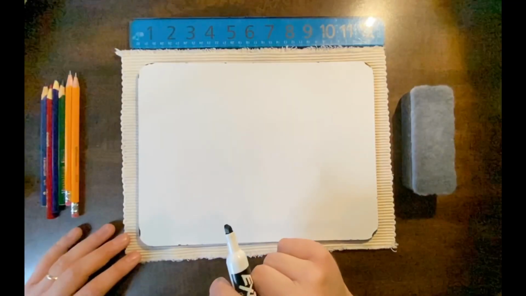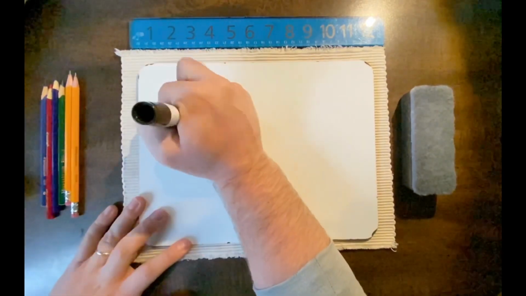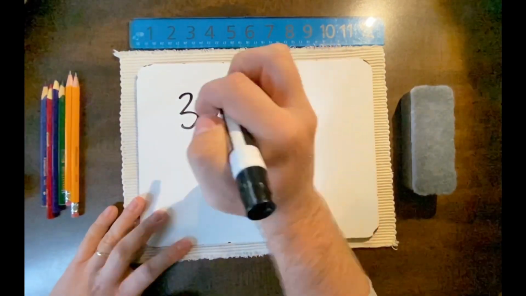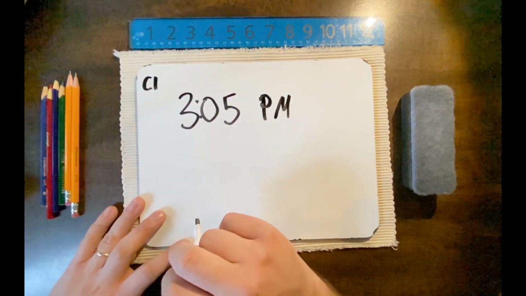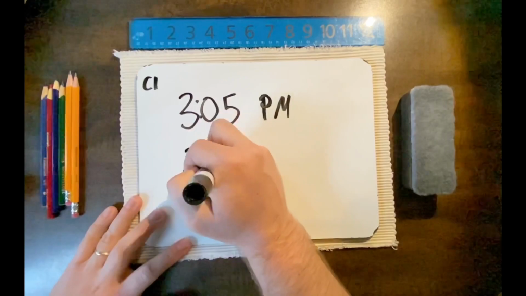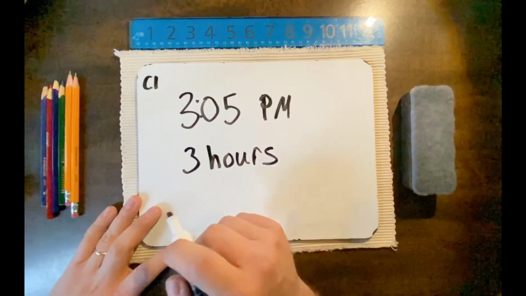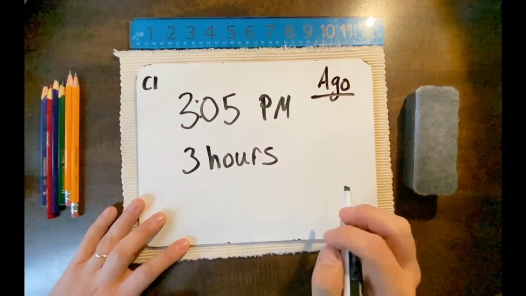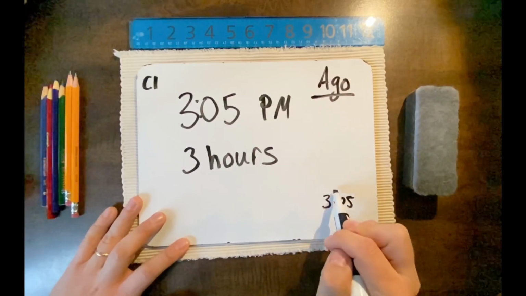Our first problem in the elapsed time word problem document tells us that it is 3:05 p.m. Milo ate lunch 3 hours ago. What that is asking, the key word here is ago. 3 hours ago. We're going to go backwards from 3:05.